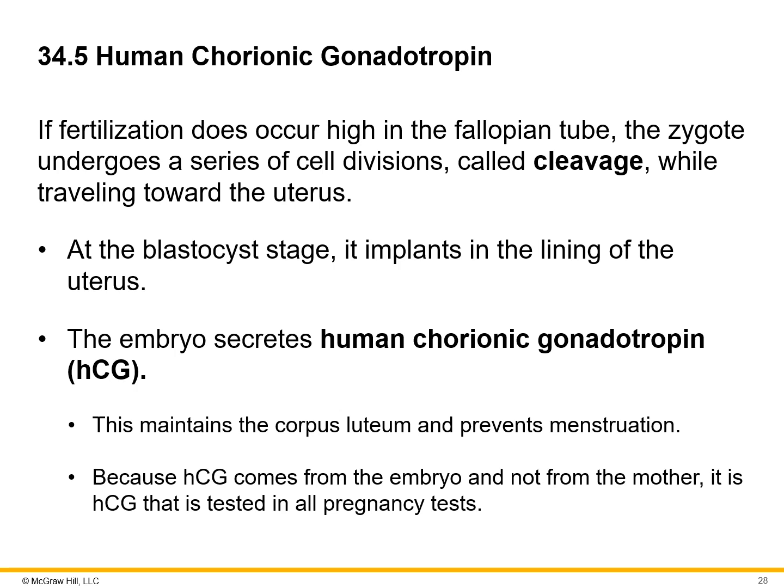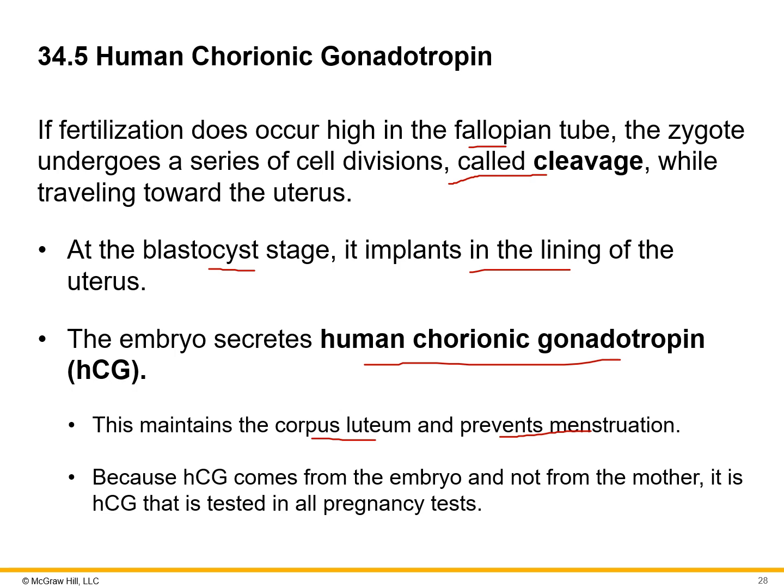All right, now, if fertilization does occur, especially high in the fallopian tube, then the zygote is going to go through a few rounds of cellular division called cleavage while it's still moving down toward the uterus. Once it reaches what's called the blastocyst stage, it'll implant in the lining of the uterus. And that developing embryo secretes a hormone called human chorionic gonadotropin, and that maintains the corpus luteum, preventing it from rupturing, so it keeps making progesterone and prevents menstruation. So it keeps the lining thick to allow implantation, but it doesn't slough it off to cause menstruation.